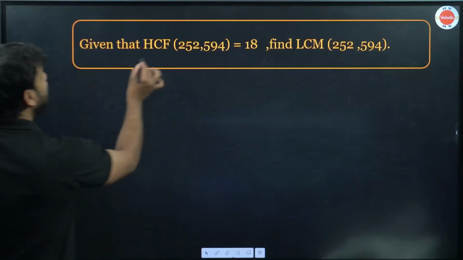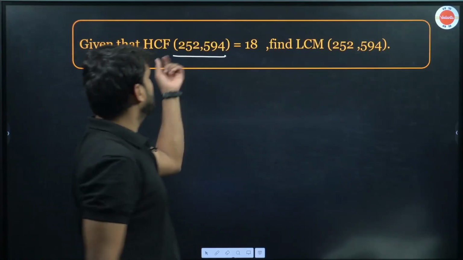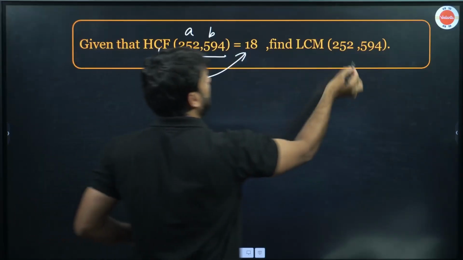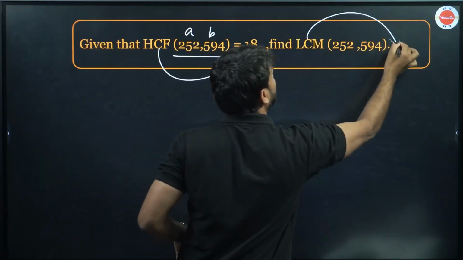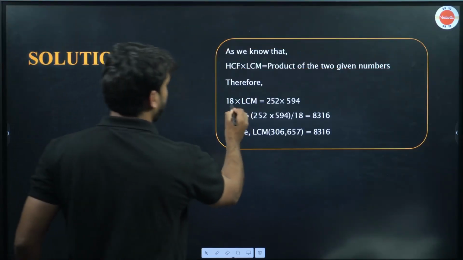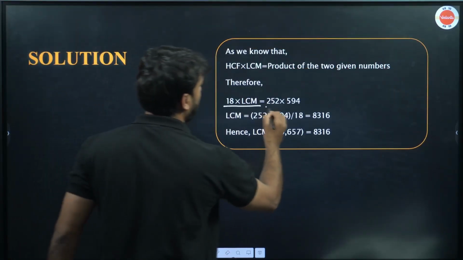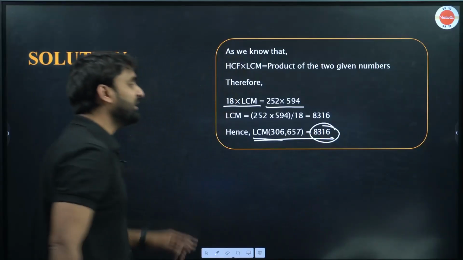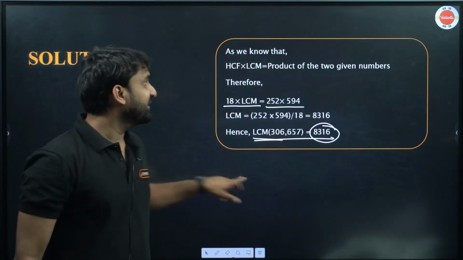Okay. Given that there are two numbers, A and B, and their HCF is 18, and again a number is given, we have to find out the LCM. So we have a very important formula. By using this formula, HCF into LCM is equal to the product of the numbers themselves. We got here LCM will be equal to 8,316.